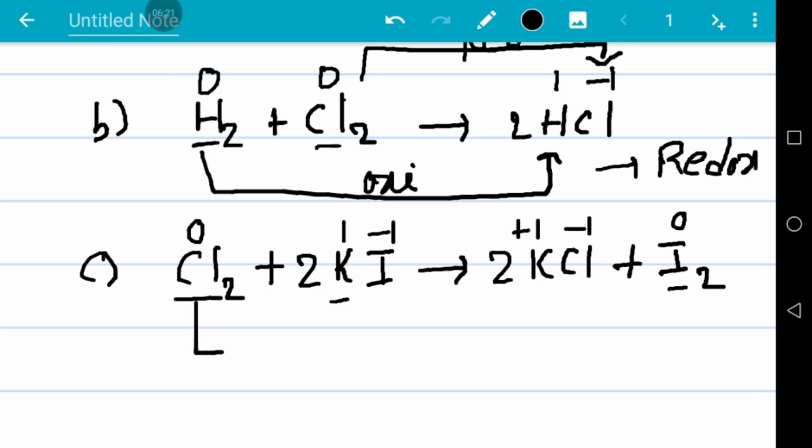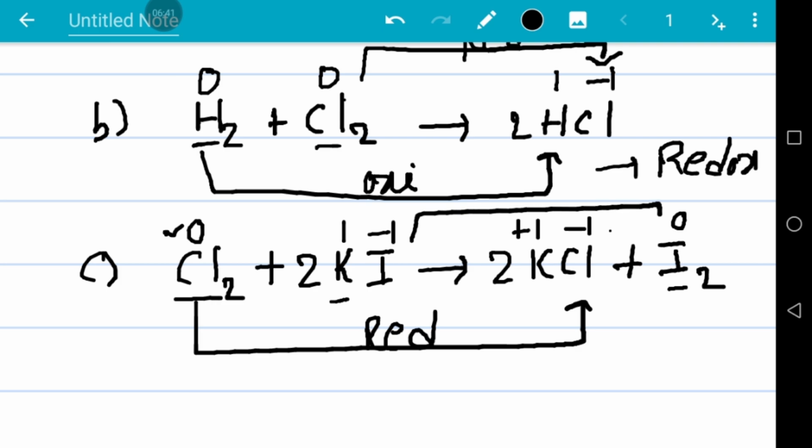Next, observe chlorine: initially it is 0, finally it is minus 1. So the oxidation state has changed from 0 to minus 1, which means a decrease in oxidation state. So chlorine is involved in reduction. Next, iodine goes from minus 1 to 0, which means an increase in oxidation state. So that is an oxidation reaction. Both oxidation and reduction take place, so it is a redox reaction.